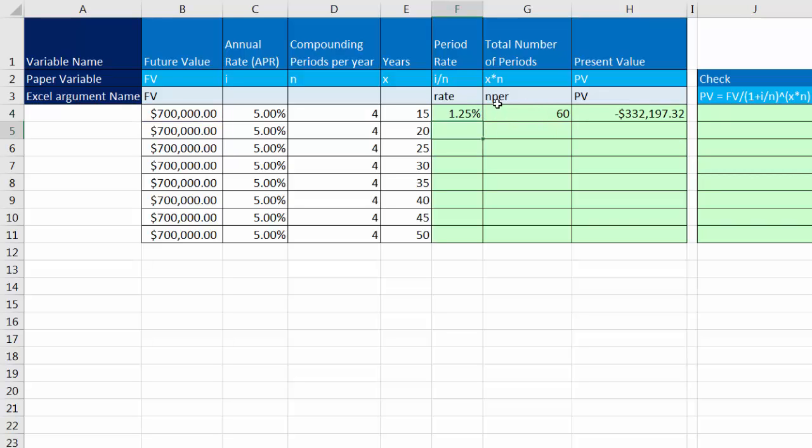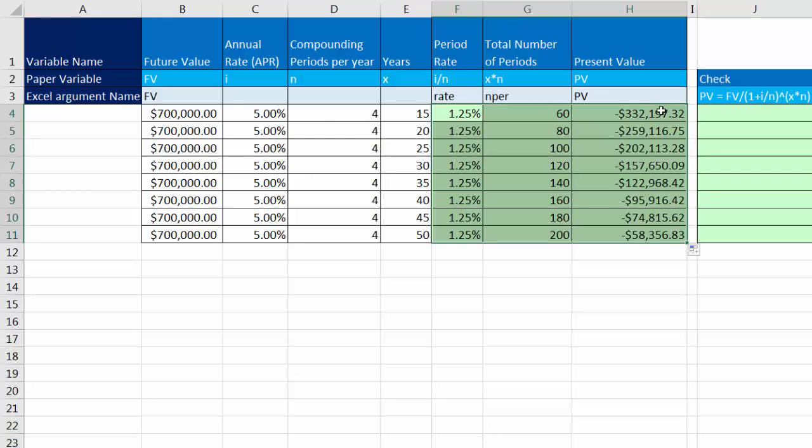Now when I hit enter, I'm going to highlight all 3 cells, double click, and send it down. And look at that. If we're trying to save to get 700,000 and we're waiting for 15 years, we have to put about $330,000 in the bank. If we can wait for 20 years, all we have to put in is 259. And you can see all the way down to 50 years, we're trying to save up for $700,000, and all we have to do is put 58,000 in.